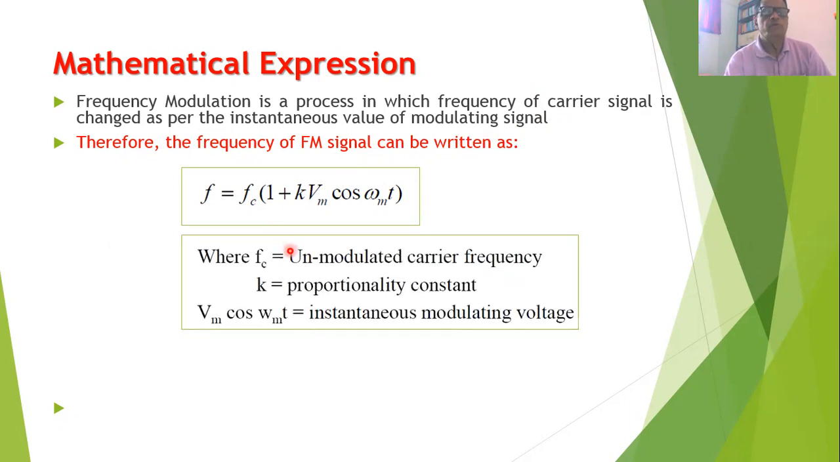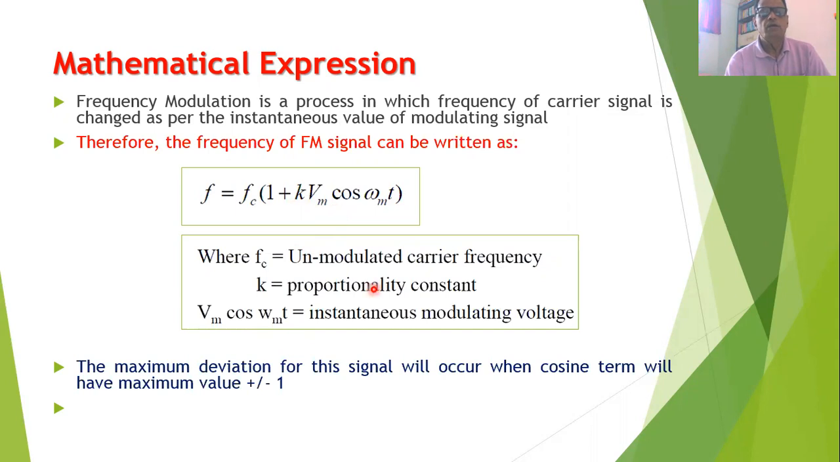In this expression, you will find that fc is the unmodulated carrier frequency, k is the proportionality constant, and the term Vm cos of omega mt represents the instantaneous value of the modulating voltage.